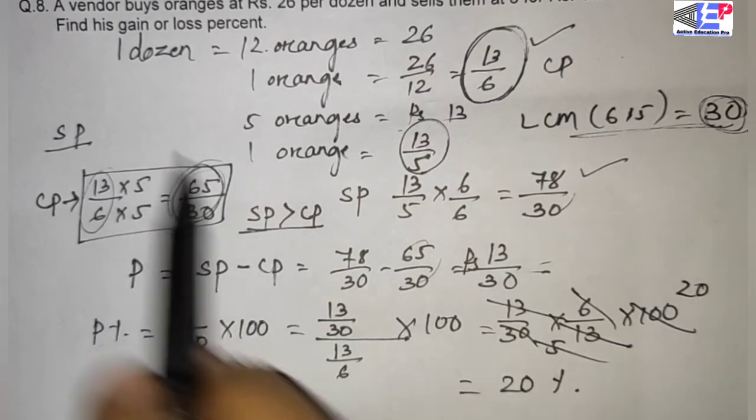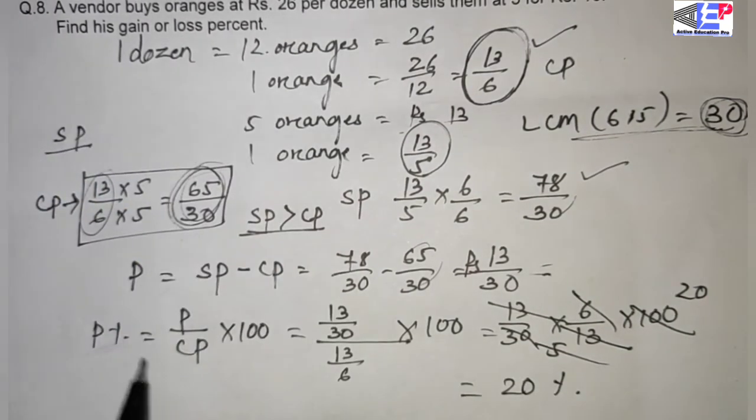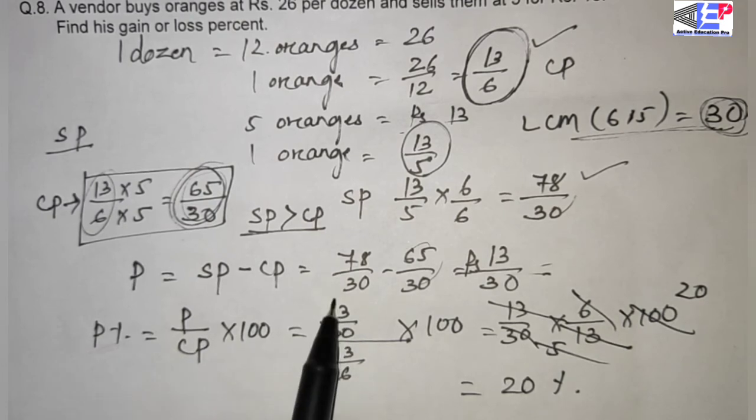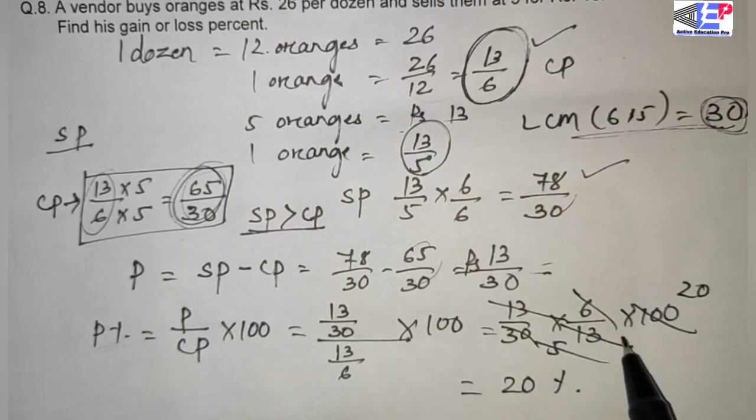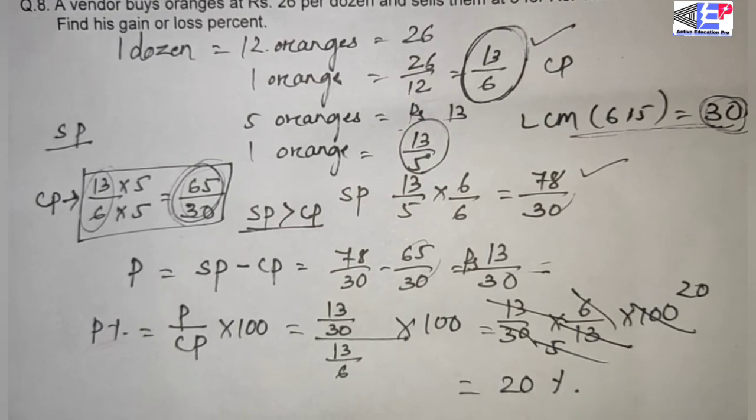Now the question for us is to find the gain or loss percentage. So profit percentage is P upon CP into 100. This is the P value and this is the CP value into 100. Now calculate as a fractional calculation, then your answer is 20%. Here gain percentage is 20% for question number 8.